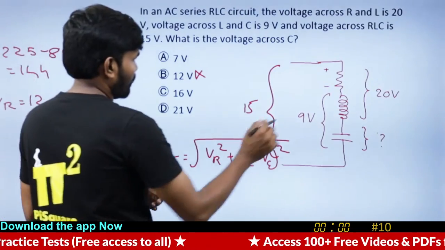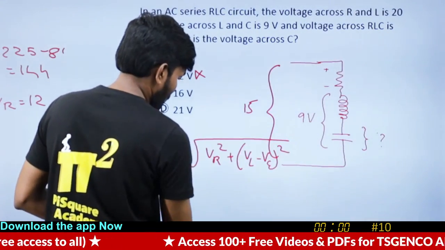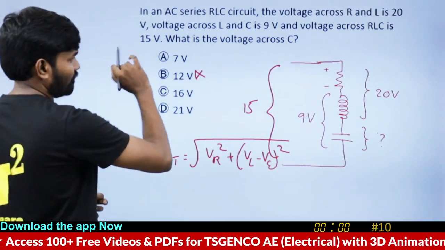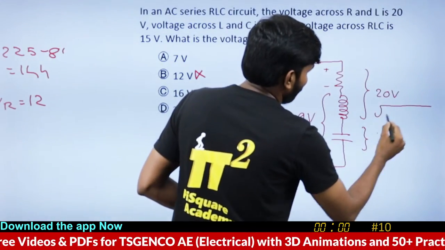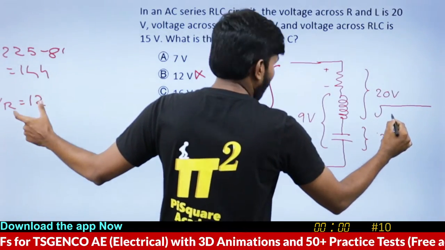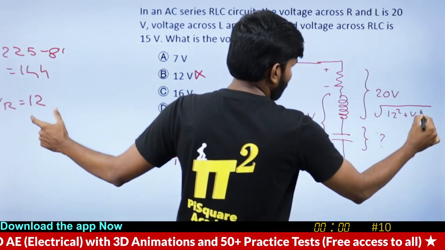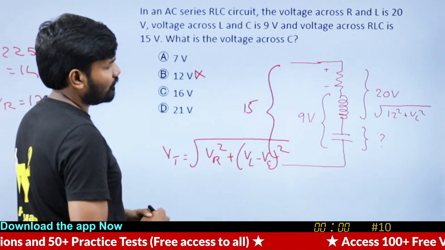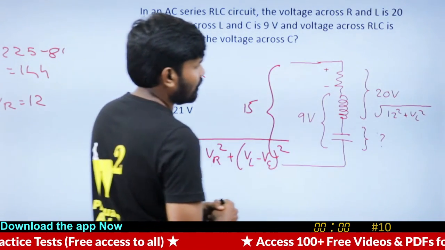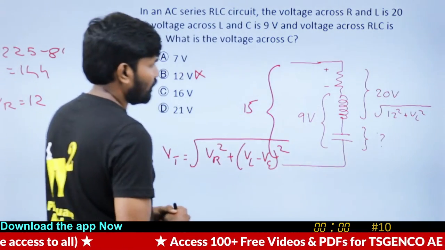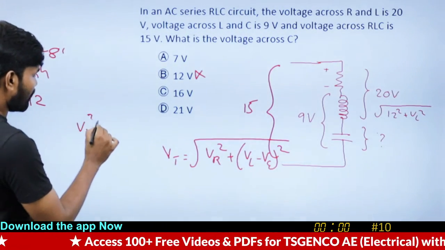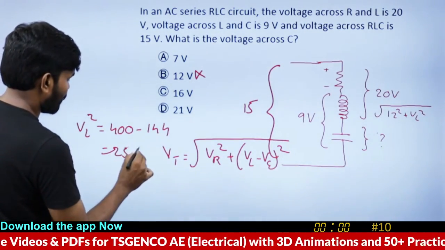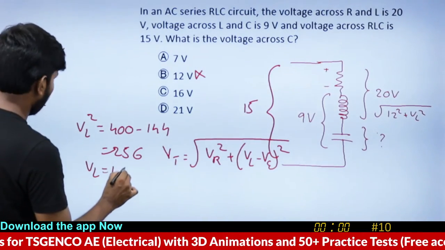That's fine. Okay, that's good. So total voltage is 20. But we don't have any other method. Easy method, easy technique. Okay, forget about that. Square root of this 20 is equal to square root of 12 square plus VL square. So VL square is equal to 400 minus 144, which is 256, means VL is equal to 16.